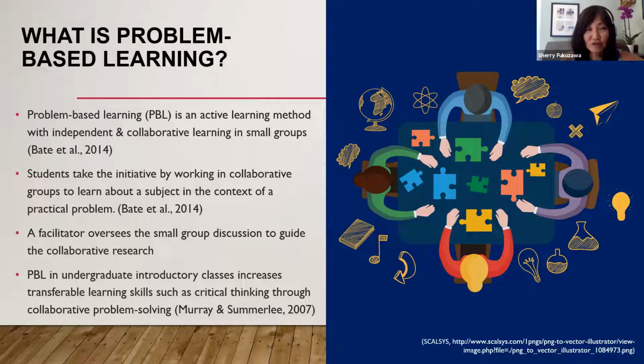So students take initiative by working in these small collaborative groups to learn about a subject based on what they've already learned or course material, but it's all applied within the context of a practical problem. And there's always a facilitator that is involved in the process of this collaboration as the small groups work through this collaborative research project. In undergraduate classes, it's known to encourage independent and critical thinking, as well as develop transferable skills where students use to apply theory and course material to these problems or practical situations.